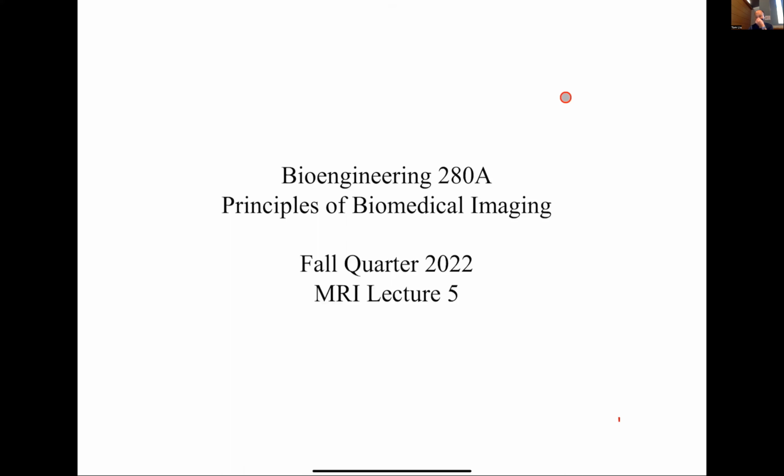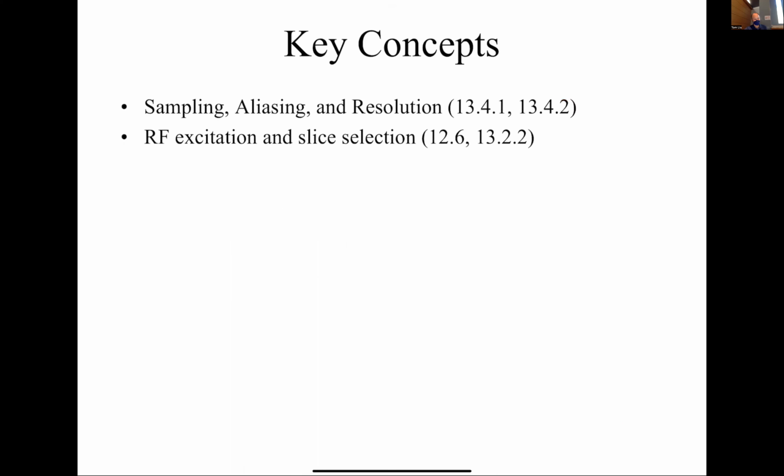Okay, so let's start the lecture material for today. We're going to continue our discussion of sampling, aliasing, and resolution, and hopefully start a little bit about returning to RF excitation and discussing something called slice selection, which is a very important part of MRI.